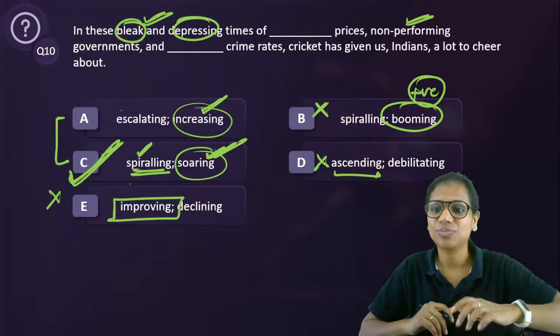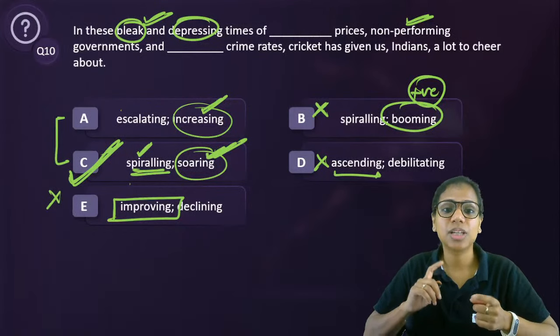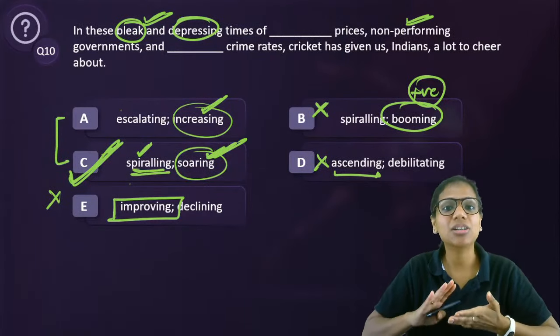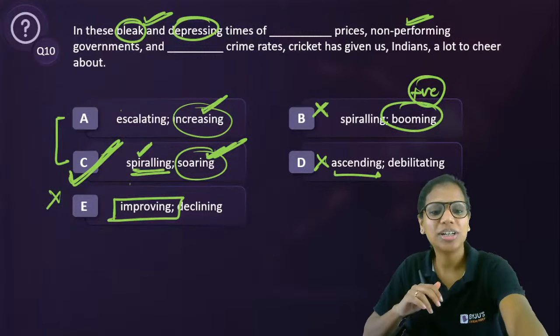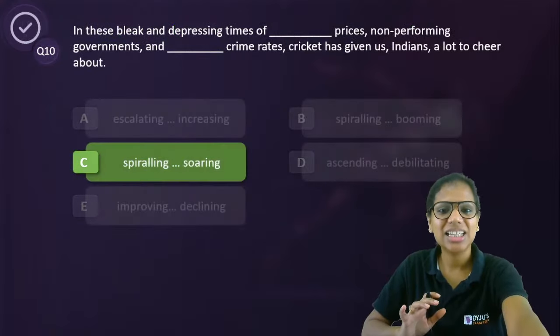C is the answer. So in contextual vocabulary, the tone of the words, the connotations of the words, they matter a lot, right? You have to understand the surrounding words well. ठीक है? Clear सबको बिल्कुल? चलें आगे?